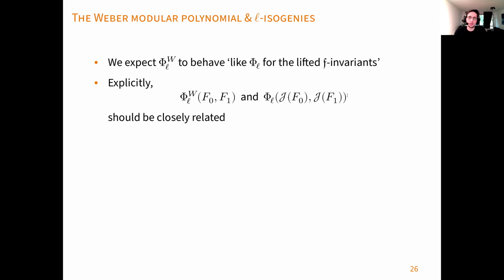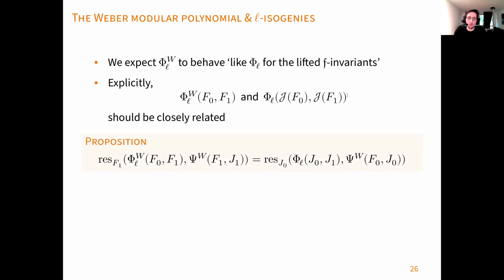And this is again enough to get a resultant equation. So this is probably the most technical resultant equation that you will see here. But what it is telling us is that if we look at the Weber modular polynomial and we look at f1s that lie above some j1, then essentially this is the same as looking at the classical modular polynomial, where we look at j0s that lie below some f0.